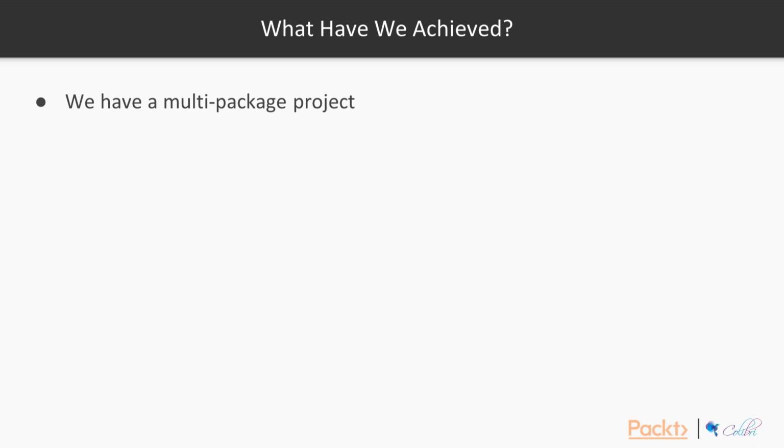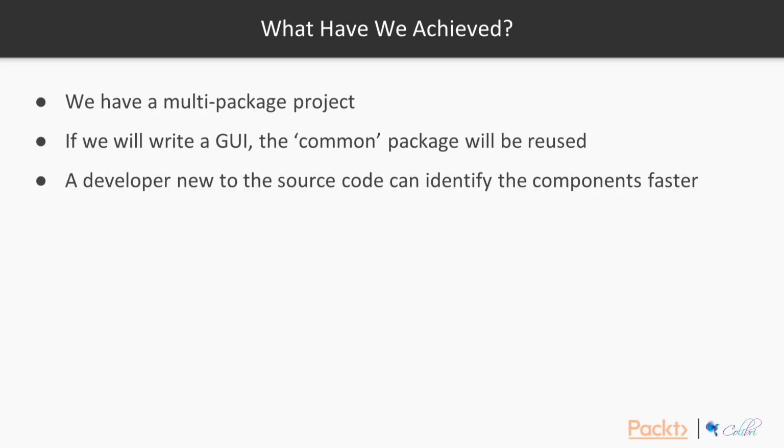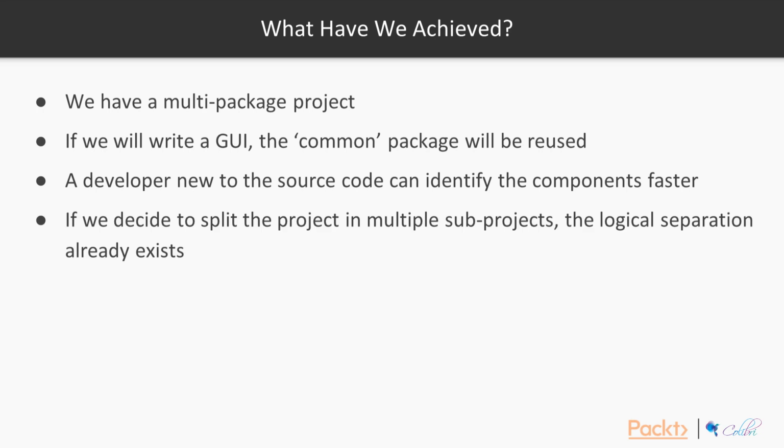This may seem redundant now, but if we ever need to write another type of app on top of our existing code, such as a graphical user interface Twitter client, then it will be obvious that a common package will be reused entirely. The separation we have in place will also help developers that may not be familiar with our codebase to quickly identify the classes and their roles. Finally, if we ever decide to separate these packages into different Java projects and release them separately, the remaining work is minimal, since the logical separation is already done.